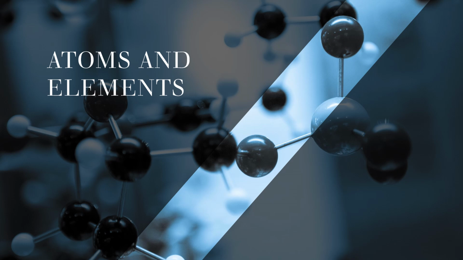Periodic trends. As you move across the periodic table, certain properties of elements change in a predictable way. These are called periodic trends. Atomic radius, the size of the atom. It generally decreases from left to right across a period and increases from top to bottom down a group. Ionization energy, the energy required to remove an electron from an atom. It tends to increase across a period and decrease down a group. Electronegativity, the ability of an atom to attract electrons in a chemical bond. It increases across a period and decreases down a group.